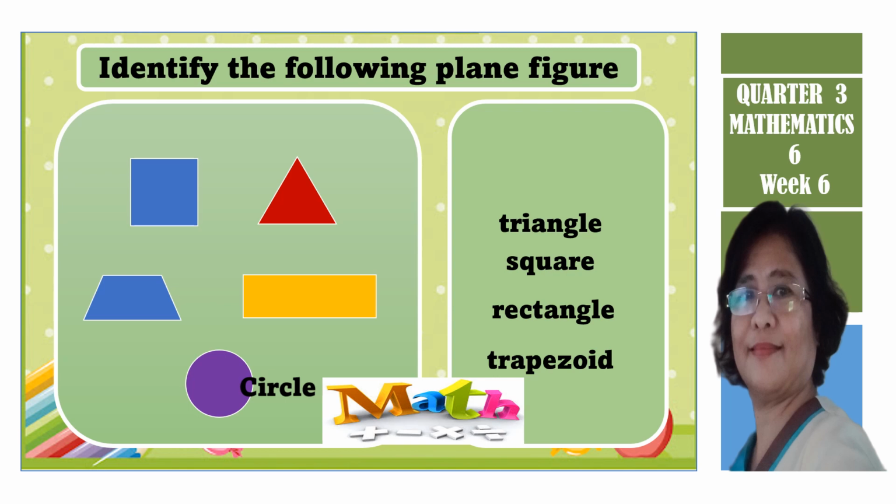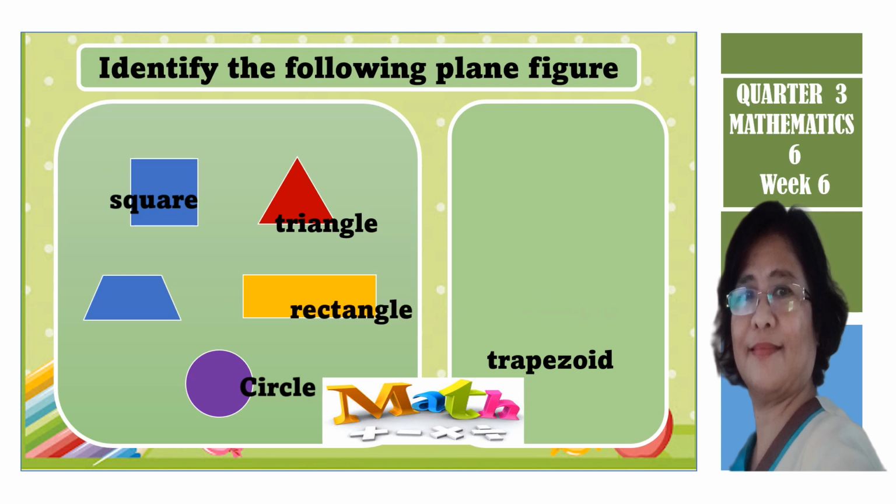Correct. Very good. Next, we have the triangle. Where is the triangle? Correct. We also have a square. Can you find the square? Excellent. Another one, we have the rectangle. Where is the rectangle? Correct. And the last one is the trapezoid. I think you know already where is the trapezoid.